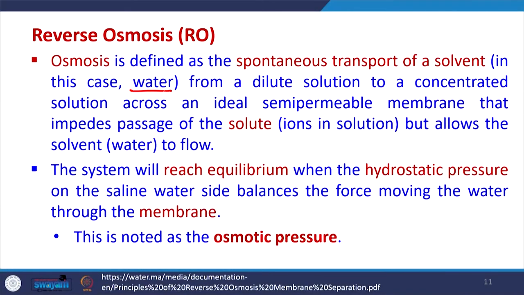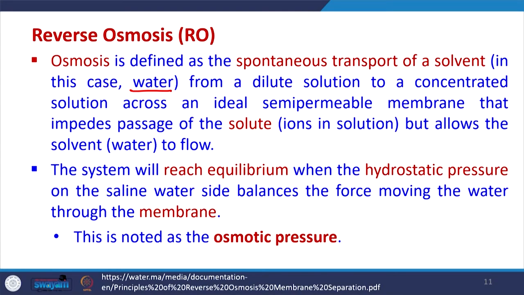Osmosis is defined as the spontaneous transport of a solvent, like for the water and wastewater case, the solvent is water, from a dilute solution to a concentrated solution across an ideal semi-permeable membrane that impedes the passage of solute but allows the solvent to flow. So this will not allow the solute to move across the interface, but it will allow water to flow across the semi-permeable membrane. Under usual conditions, because of osmosis, a spontaneous transport of solvent will always occur. The system will reach equilibrium when the hydrostatic pressure on the saline water side balances the force, the osmotic pressure, moving the water through the membrane. This is noted as osmotic pressure.